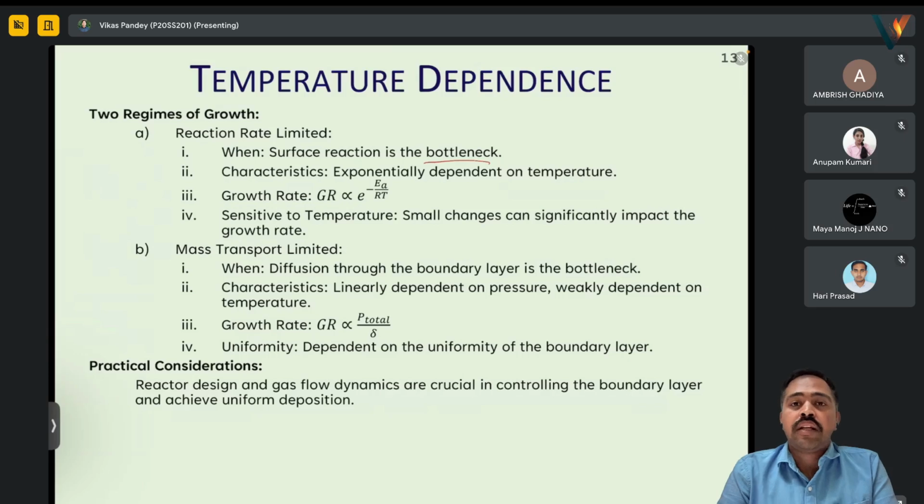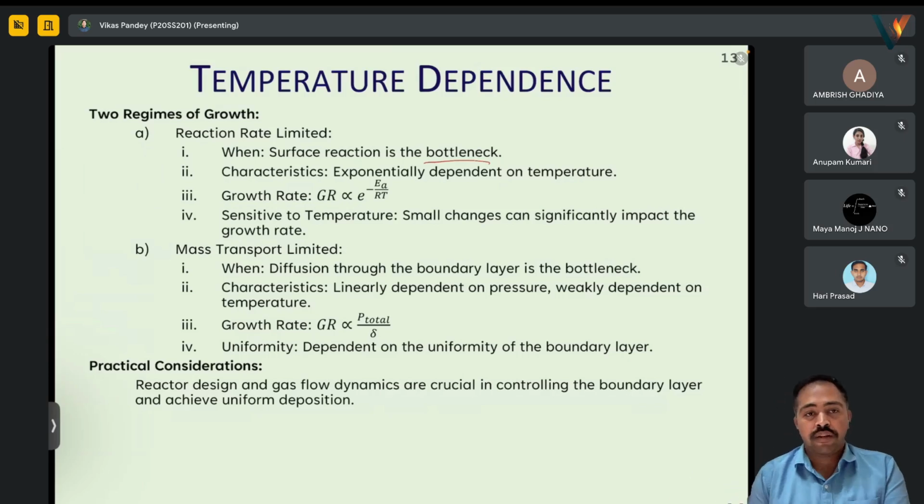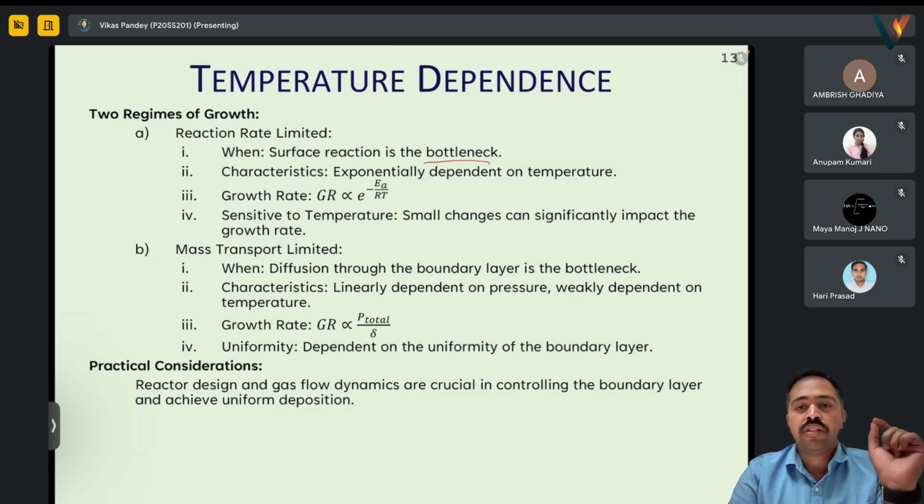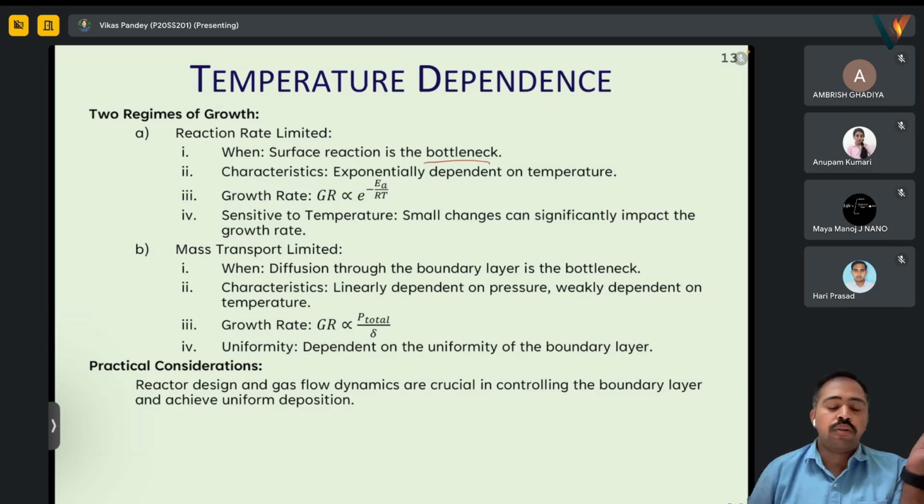In this case, temperature will be the determining factor, and the rate will be exponentially related to the temperature. Any small change in the temperature will lead to a change in the growth rate, and this is typically the first part of the reaction, or the starting of the growth we are talking about.